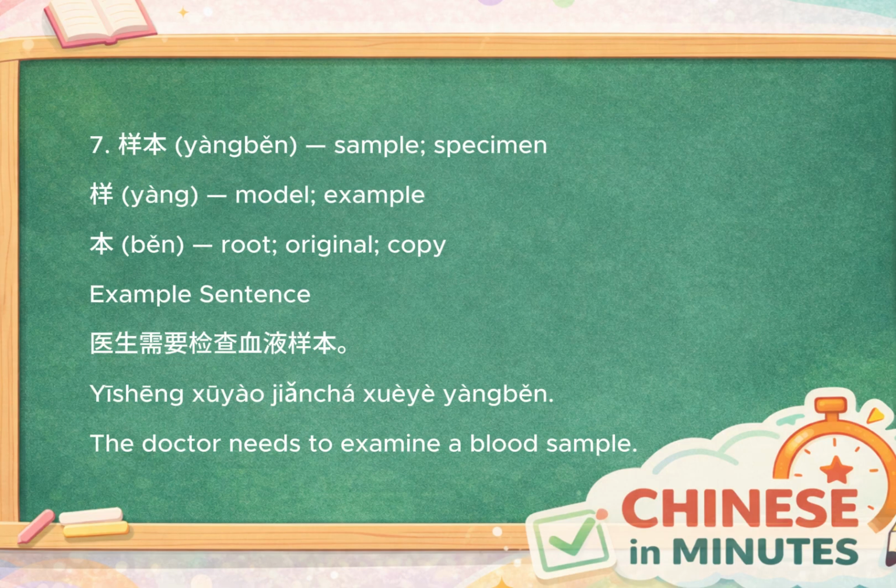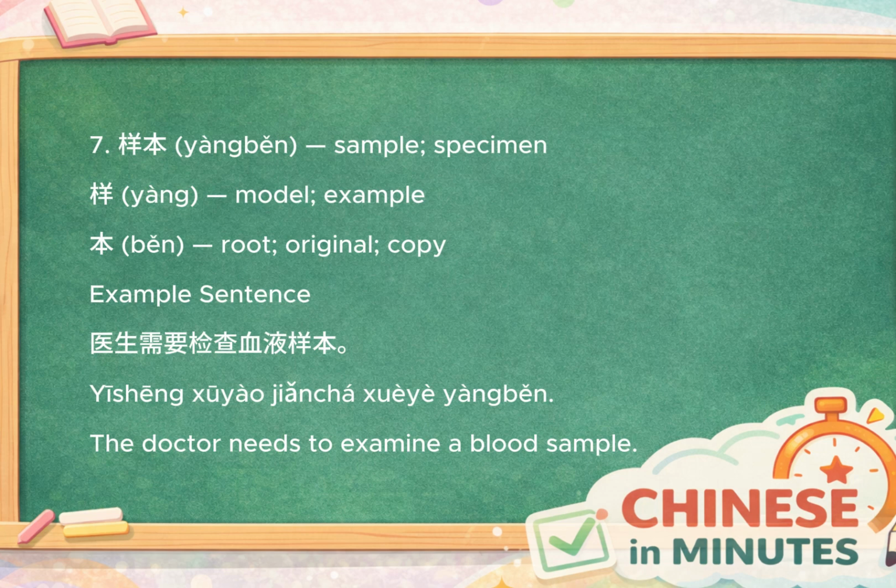Our seventh word is 样本, which also means sample, but it's used in science, medicine, research, and statistics. 样 means model or example, while 本 originally means root, origin, or copy. Literally, it's sample copy. Unlike 样品, which refers to products, 样本 refers to specimens collected for testing or analysis.